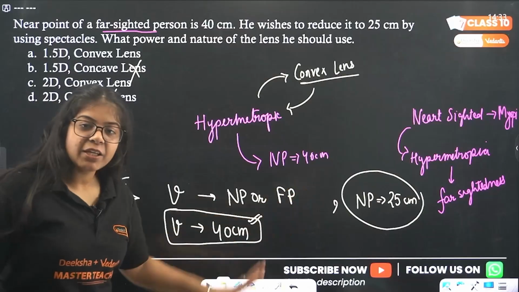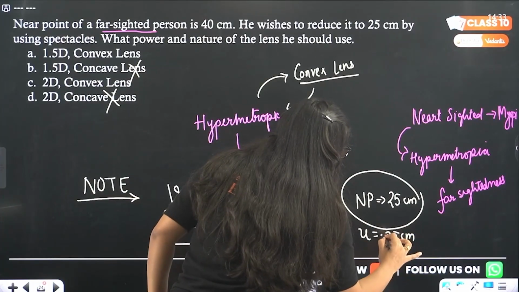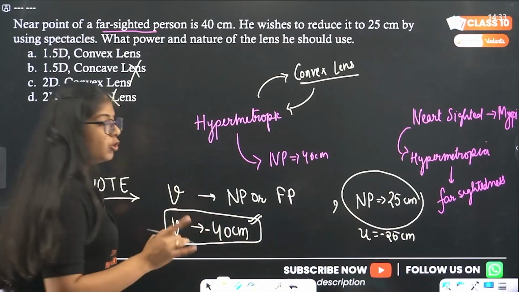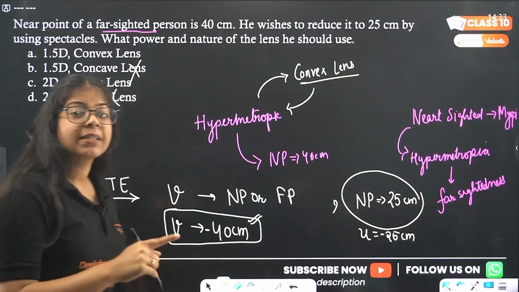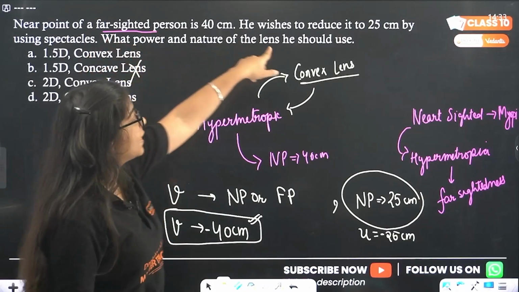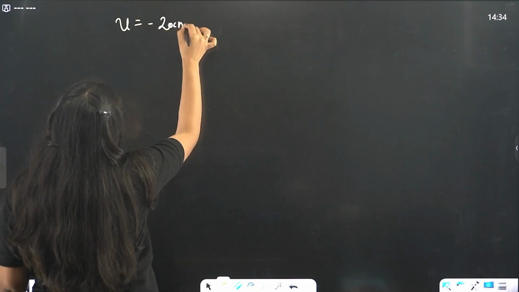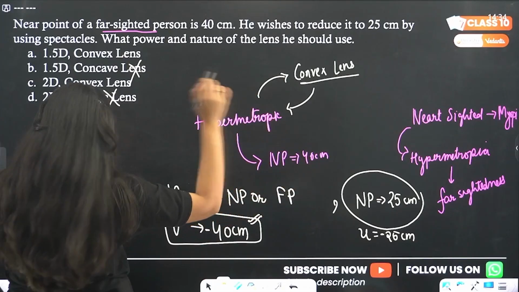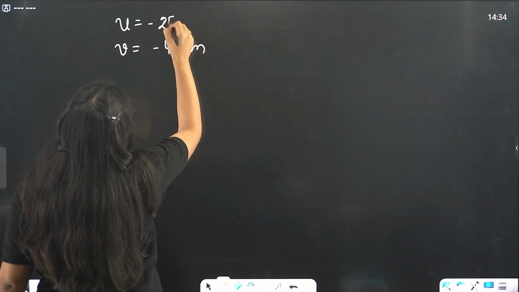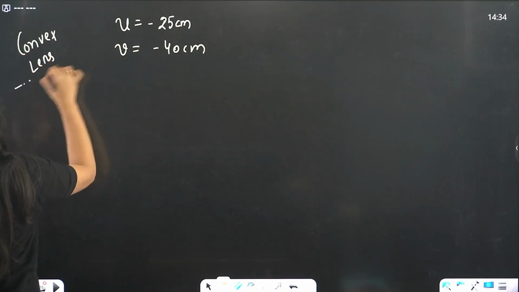Now we have V and U. This is your U, right? U is 25 centimeter. One more thing, everything in these numericals will be minus. U and V will be minus for these lenses, not your eye lens, these lenses. The corrective lens, what power and nature of the lens should he use? So V and U are given. U is minus 25 centimeter. V is minus 40 centimeter. And it's a convex lens, that we already figured out.